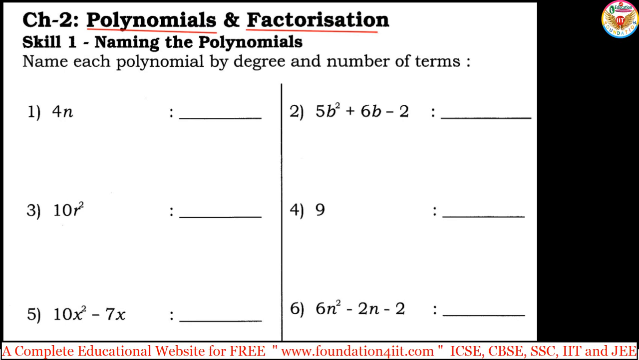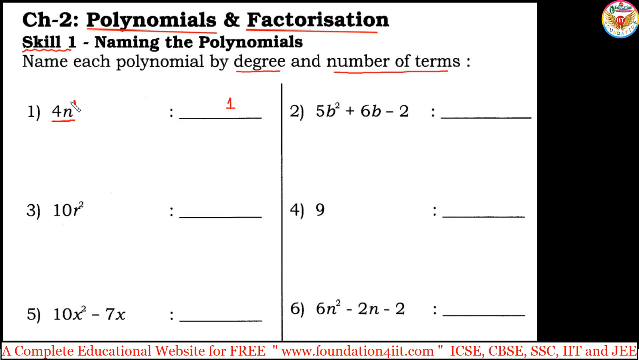Now let us start one by one. First, the basic skill in this: you should know the naming of the polynomials, the name of the polynomial by degree and number of terms. Number of terms means terms separated with either plus or minus sign. Now 4n, 4 into n, is not separated with plus or minus, so this is only a single term. And the degree of the polynomial is the highest power, which is 1. But they're asking to name each polynomial by degree and number of terms also, so three ways I'll explain.